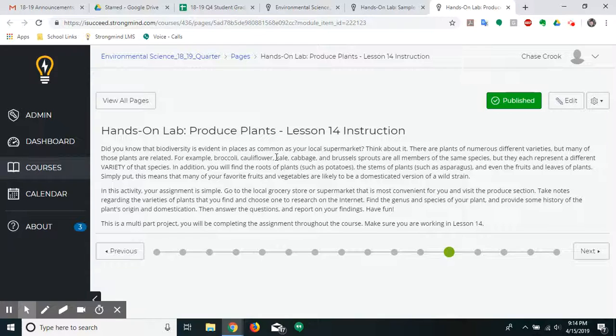Basically, what you have to do when you go into the supermarket, online or in real life, is take some notes and look at some different plants in the produce section.